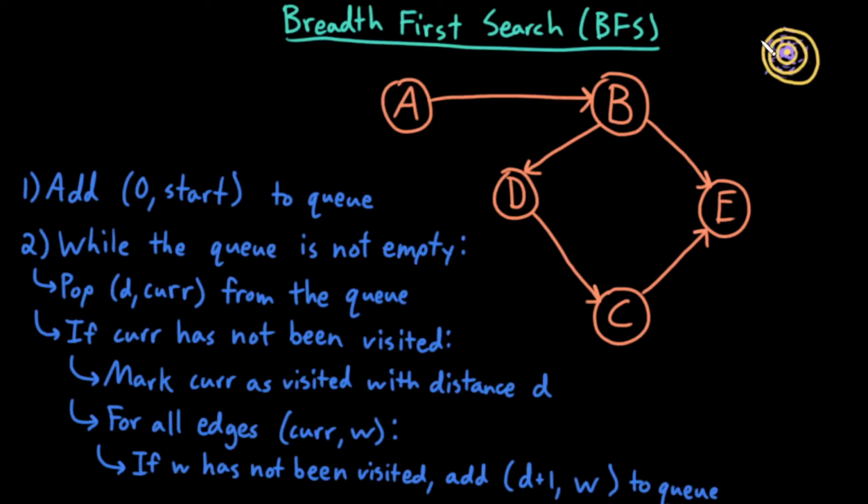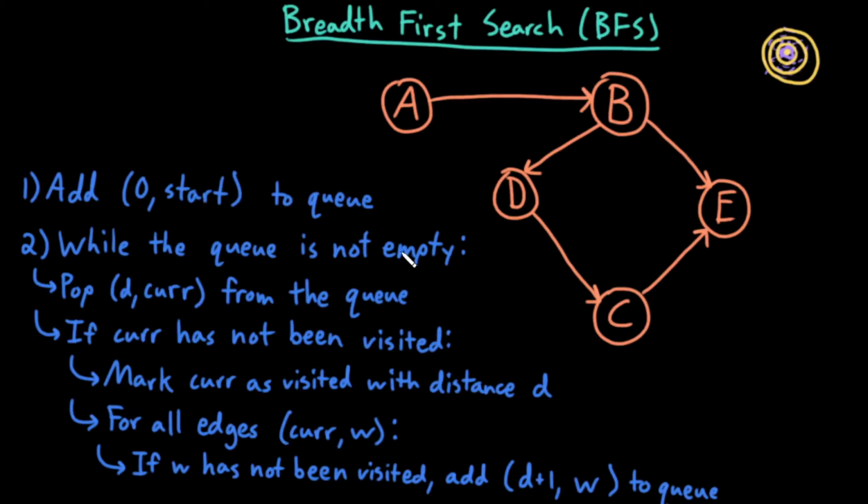Because of this, BFS is commonly used to find the shortest path from a given starting node to any other node in the graph. The algorithm is as follows. Basically, we have some q to represent distance node tuples, and we start by adding 0 start to that q. So start is the starting node, and the starting node by definition has 0 distance from itself. So we add 0 start to the q.